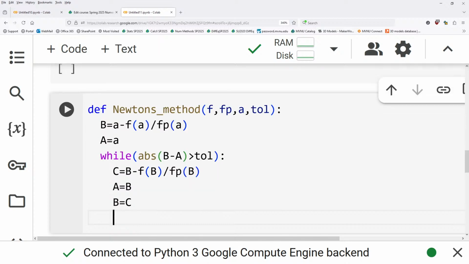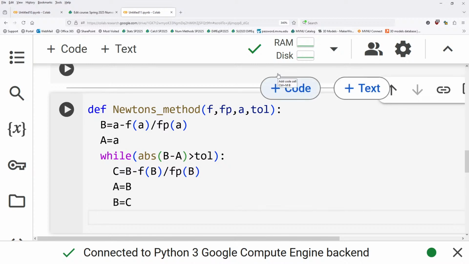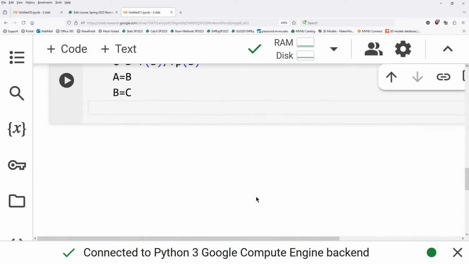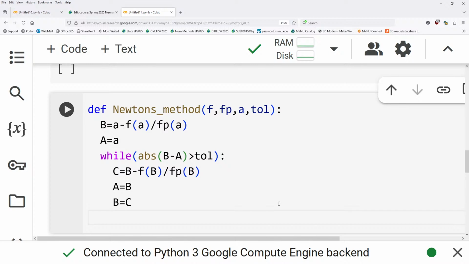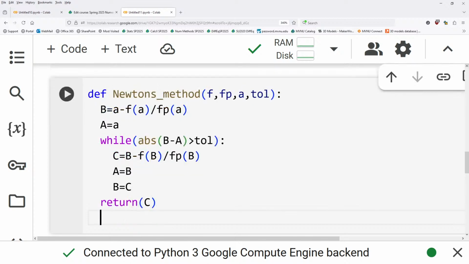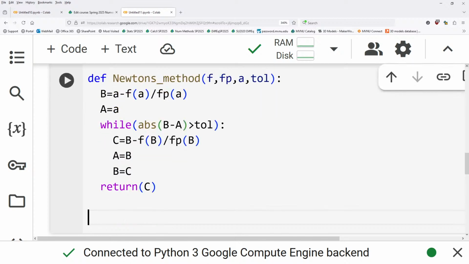Well, almost done. So you'll need to back off one level. I don't know if you can see what just happened there. I've moved my cursor back one level so that it's on the same level as the while statement. And I type return C, and that's pretty much it. So that's my Newton's method. See how simple it was?